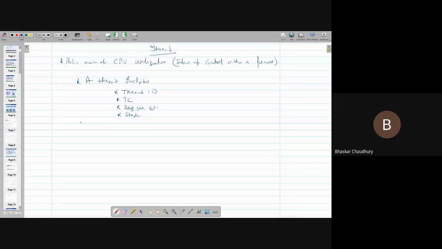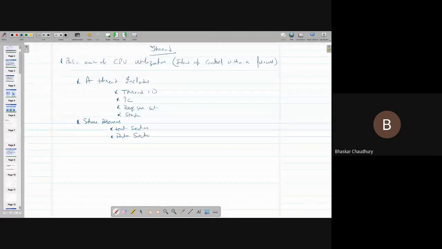But it shares some resources with the process. What are the things it shares? It shares the text section, it shares the data section, and it shares other OS resources.